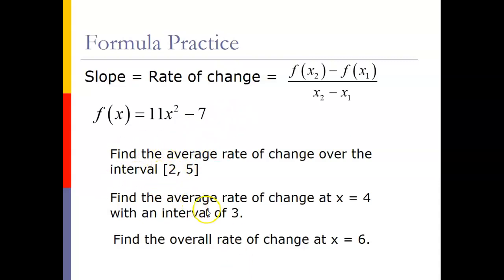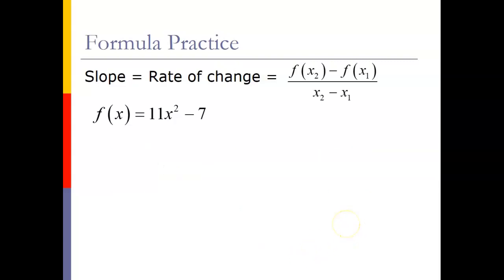And then what we're looking for is the average rate of change at x equals 4 with an interval of 3. Please notice, this time I did not give you the beginning and the ending x. I gave you the beginning x and then the interval size. Interval size is the change of x. And then the third one is to find the overall rate of change at x equals 0. And on that one, I only gave you one x. So how are you supposed to find a slope when I only give you one x? Well, the key on that one is going to be the word overall. So just got to be thinking about that.